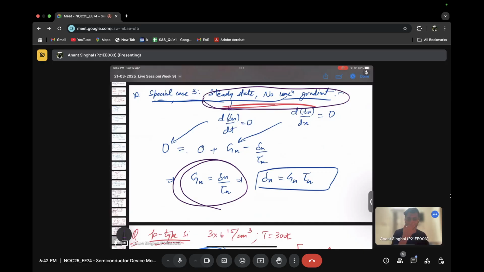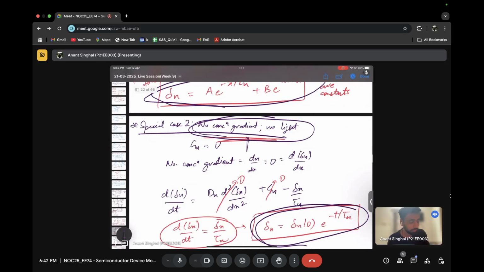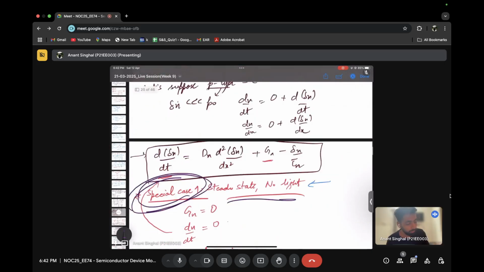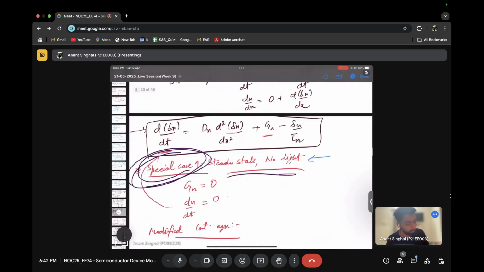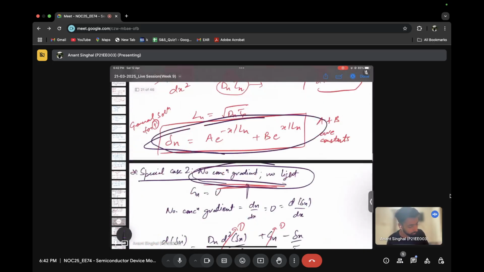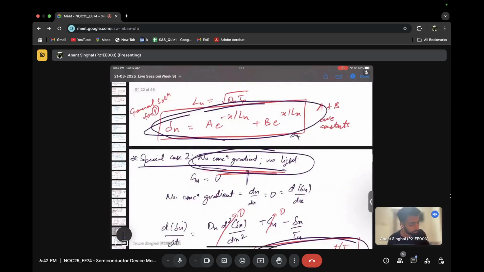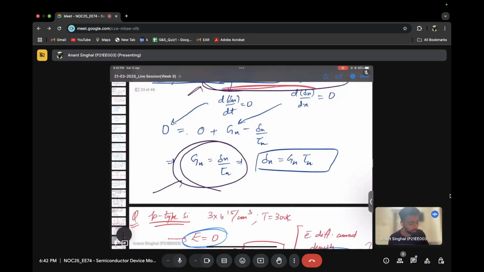So yeah, these three. You can just see the problem, whatever word you see. There can be either steady state, no concentration gradient, or no concentration gradient, no light, or steady state and no light. So whatever you see, you should know how the solution of the minority carriers will look like. For the first one, it will look like this. For the second one, it will look like this. For the third one, it will look like this, which is very easy.